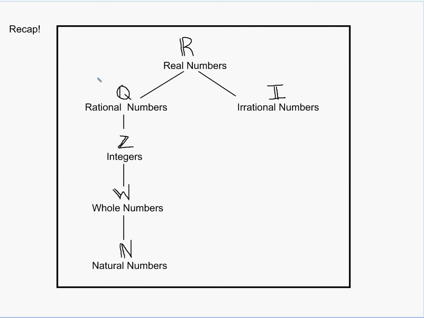So, all the numbers on a number line can be considered real numbers. Real numbers can be divided into subsets of irrational numbers and rational numbers. Your irrational numbers are numbers that cannot be expressed as an integer over an integer, or a ratio of integers, whereas rational numbers can be. Rational numbers can then be subdivided into integers. Integers can be subdivided into whole numbers, and whole numbers down to your natural numbers.